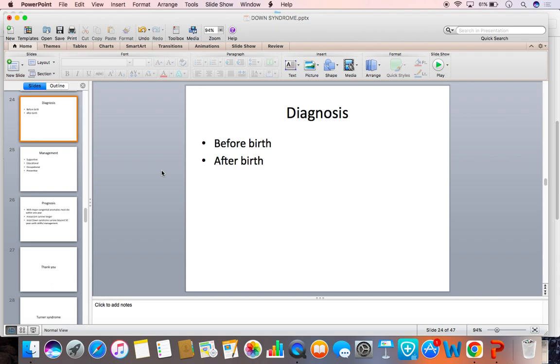Then, after pregnancy, screening programs during the early period will help you to make the early diagnosis of Down syndrome antenatally. Then how do you go about the management? There is no cure, so supportive care, educational, occupational, and preventive care.